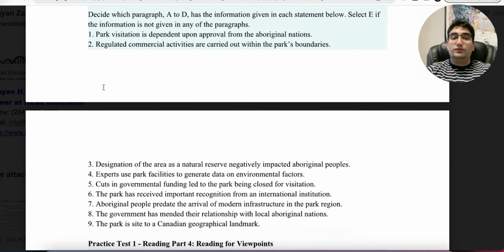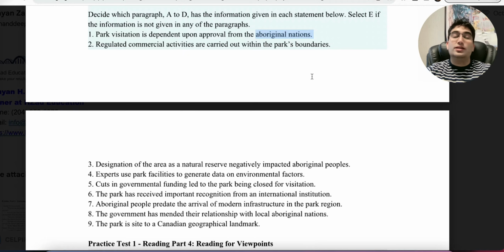Questions number 1 to 9. First, we're going to read them, okay? And I'm going to first read them to show you how to spot keywords. So the first question says, park visitation is dependent upon approval from Aboriginal nations. Okay, so Aboriginal nations is a keyword. Why do I say it's a keyword? It's because it cannot be paraphrased.